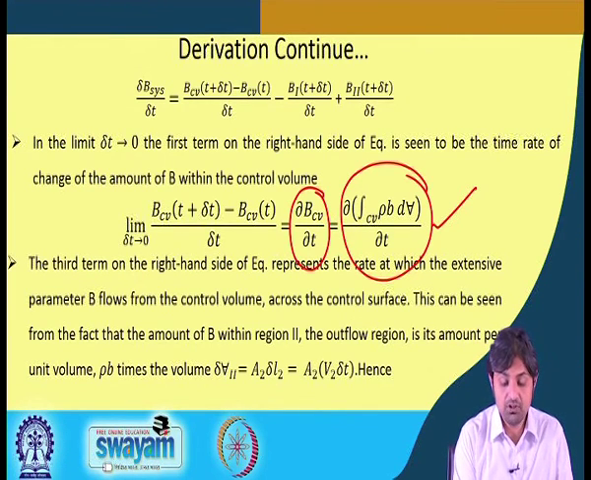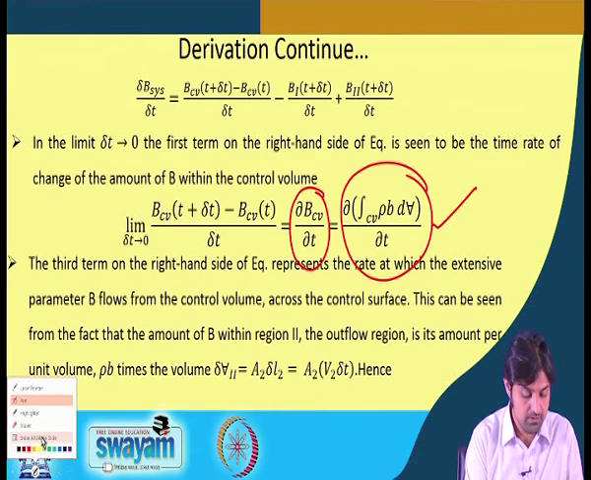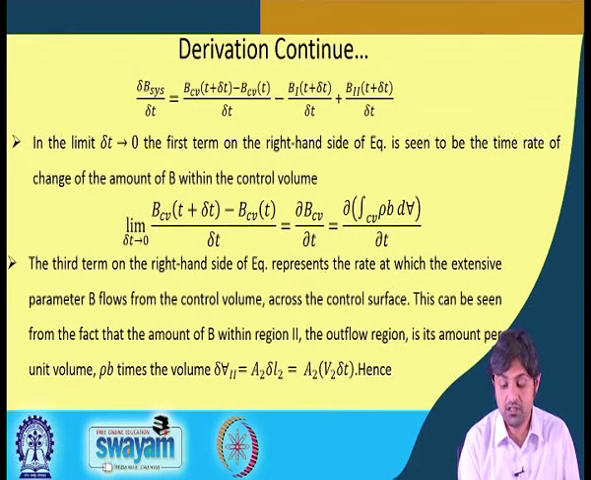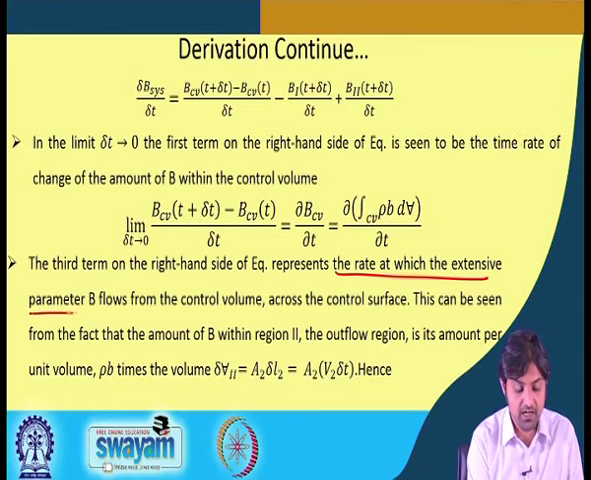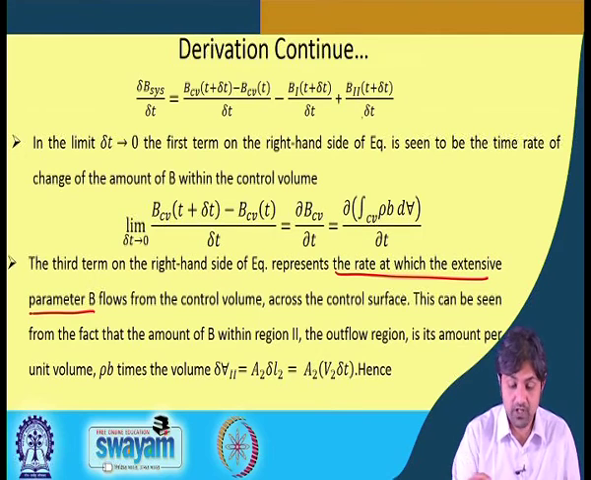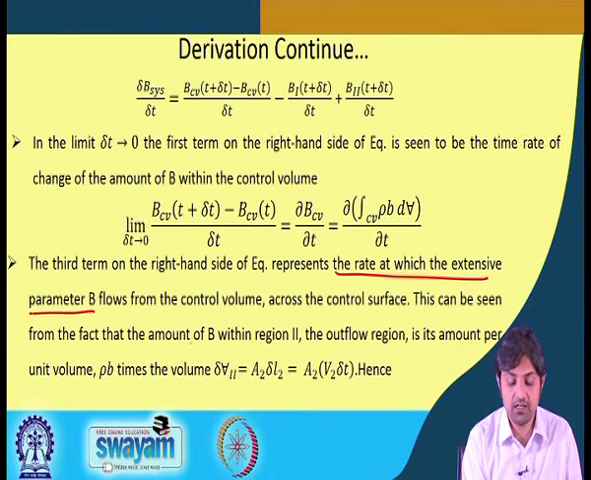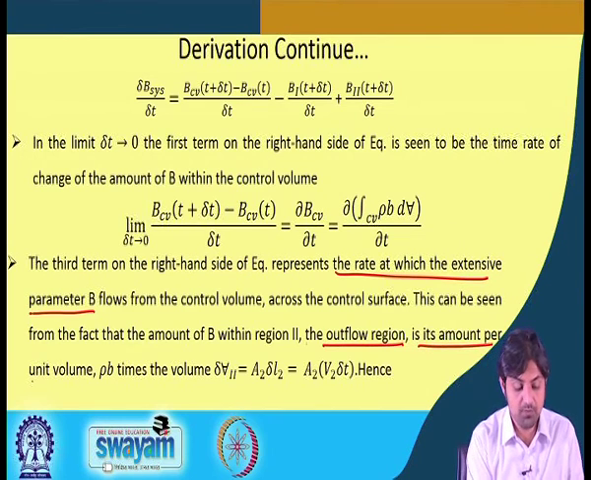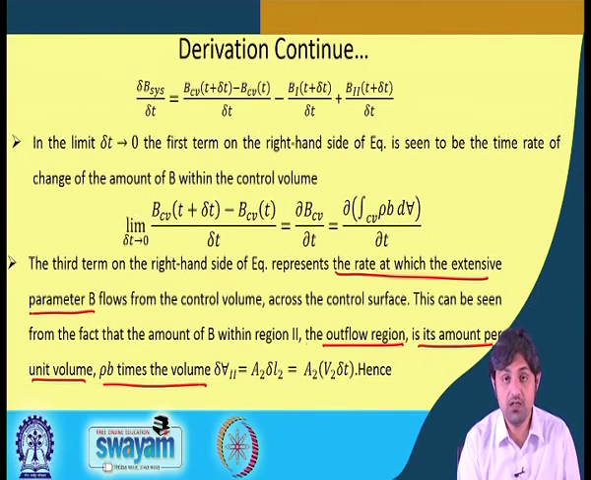The third term on the right hand side of the equation represents the rate at which extensive parameter B flows from the control volume across the control surface. This can be seen from the fact that the amount of B within region 2, the outflow region, is its amount per unit volume, rho B, times the volume, that is delta V2 equal to A2 times delta A2.